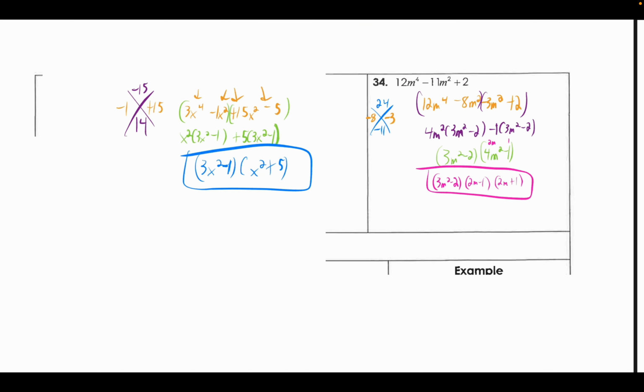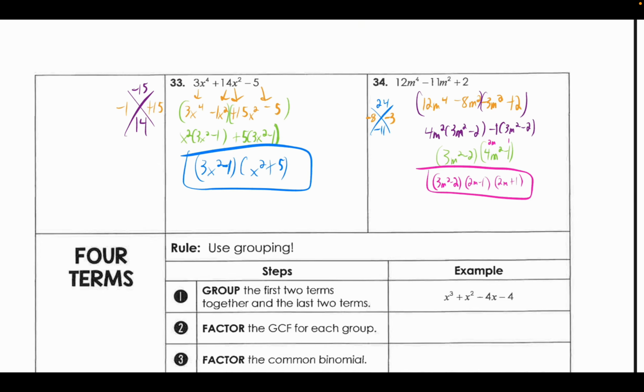Now let's talk about four terms. And four terms is actually just what we did right here. It's everything after the split. So it's just the grouping. So it just says use grouping, which is what we've already been doing. So it's basically like our last four problems, just without having to make the x and fill that out and splitting.